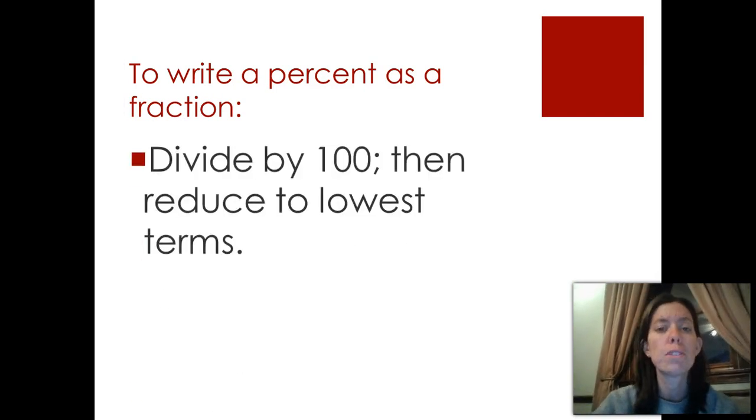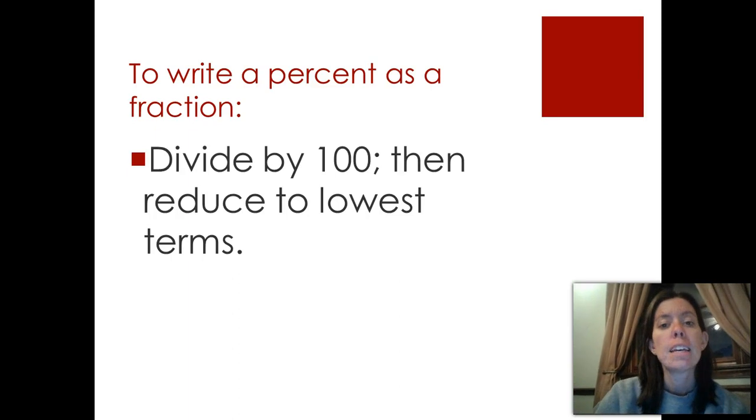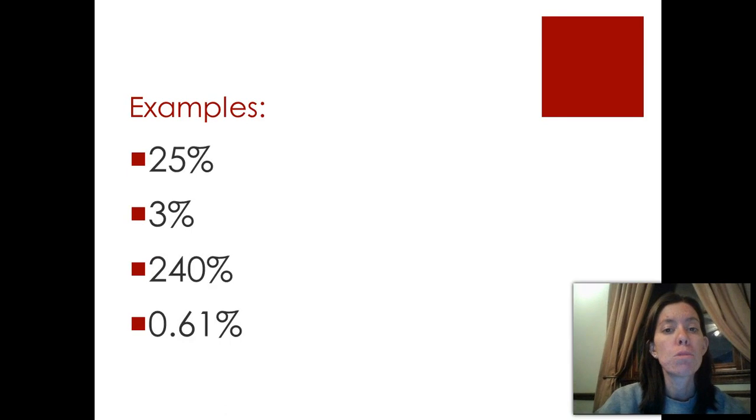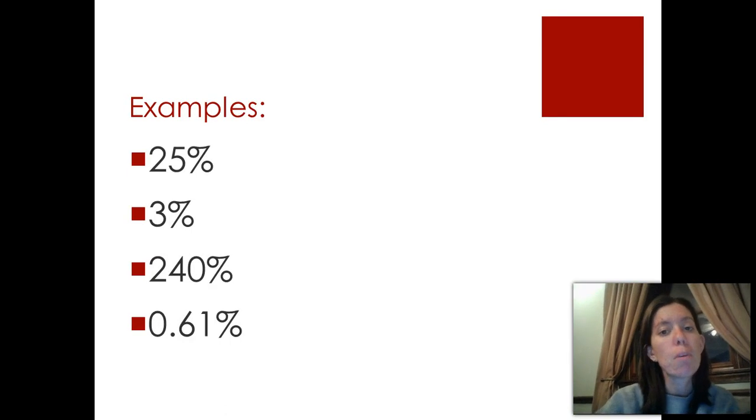The first thing you're going to do is divide by 100. So you'll write the percentage, whatever percentage you're given, over 100, and then reduce to lowest terms, which we learned about last week. I'm going to give you a couple of examples. So these are down towards the bottom of your notes page. You have to skip over the decimals piece for now, and then we'll go back.